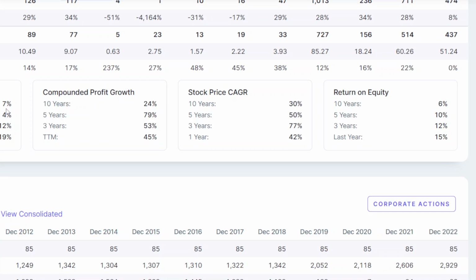It's growing. 10 years 7%, TTM 19. That's all a good sign to have. 10 years profit growth 24%, TTM 45%, 353. So you look at that, these numbers are quite healthy. Of course, this is also reflected in your CAGR, stock price CAGR too. That's a healthy 1 year 42%.